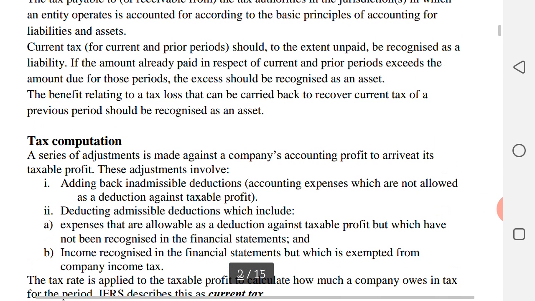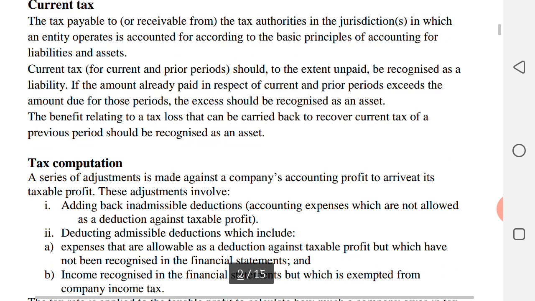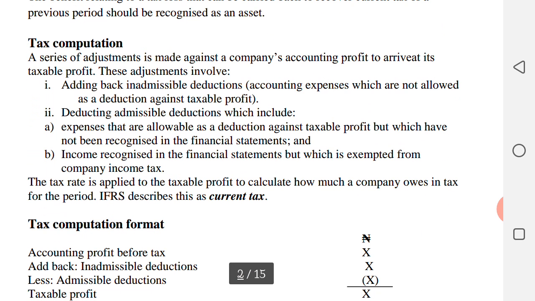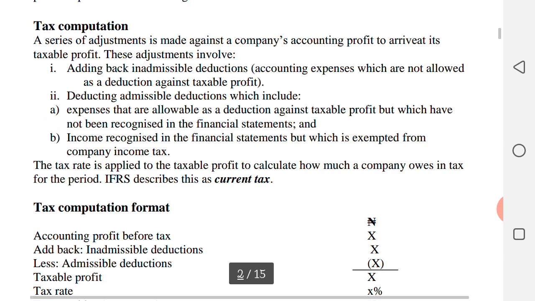Now, I want to say your current tax should be recognized as an expense, and that current tax, if not paid, should be recognized as a liability. That means for your current tax or tax provision, you debit your profit or loss account and credit your statement of financial position. So that is how you get your current tax.